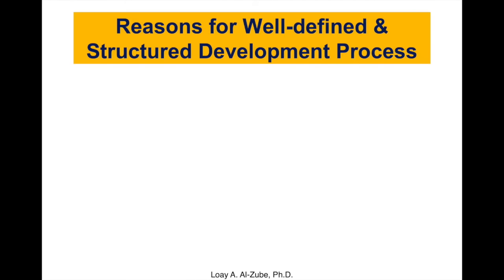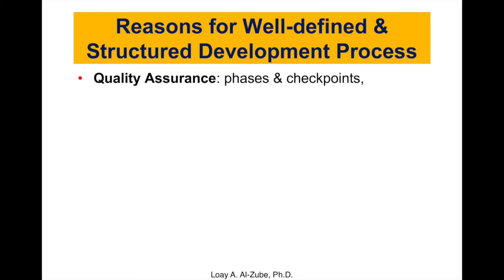The last thing I want to touch on in this video is the reasons why we need a well-defined and structured process to be able to successfully design and develop our product. So the first thing is quality assurance. As you have seen in the video and the description of the process, we have phases and checkpoints. It's always good for quality assurance. Also, we have coordination because we have a master plan and we have roles for each member of the team throughout the entire project time.